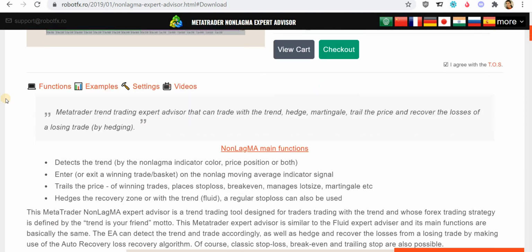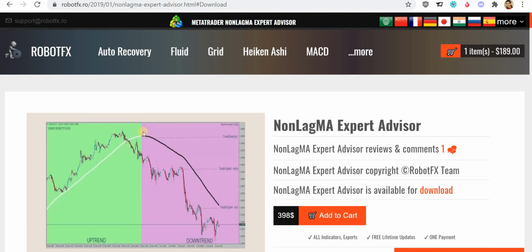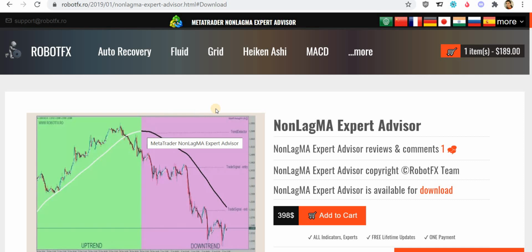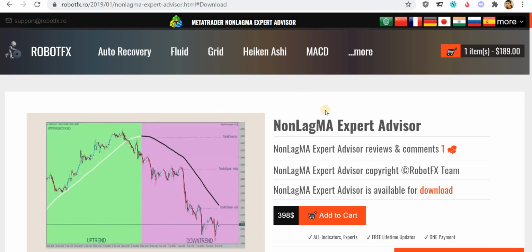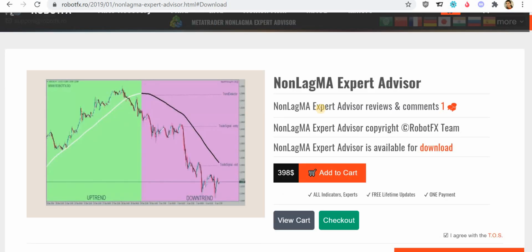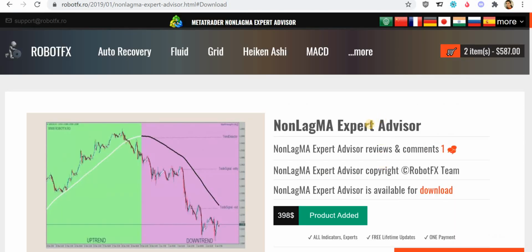I personally am still using Metatrader 4. I'm more attached to Metatrader 4 rather than Metatrader 5. And I don't know when I'm going to make the switch to Metatrader 5, but for now Metatrader 4 does everything I wanted to do. So if it's not broken, don't fix it. So this is the Metatrader 4 version. There are a few differences.